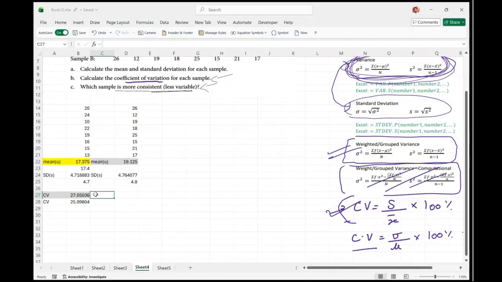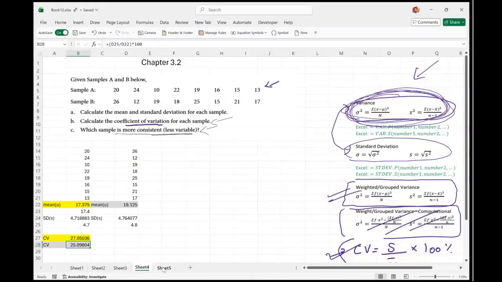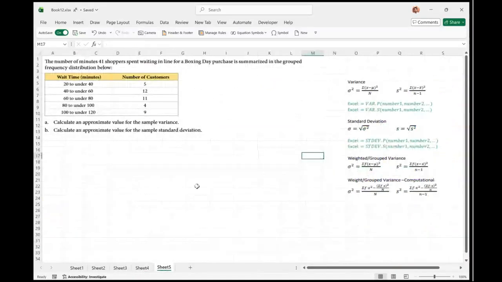Okay, so let me just change the color for this one. Home, and this one was the yellow, and then the other one is more the grayish. Okay, so that's how you're going to calculate the coefficient of variation. Which data is more consistent? The one which has the lesser coefficient of variation is more consistent or less variable. All right, so hopefully you were able to understand how to solve this question. Now let's jump into another question.